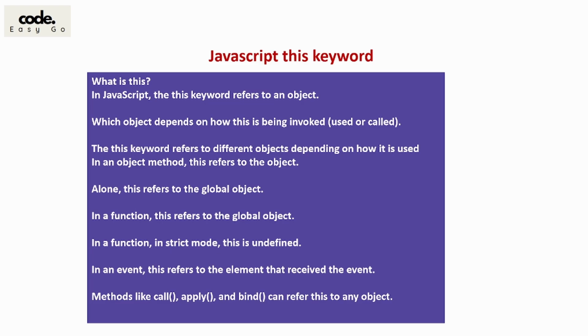The this keyword refers to different objects depending on how it is used. In an object method, this refers to the object alone. Alone, this refers to the global object. In a function, this refers to the global object; in a function in strict mode, using use strict, this is undefined. In an event, this refers to the element that received the event. Methods like call, apply, and bind can refer this to any object. These are default JavaScript methods, guys.